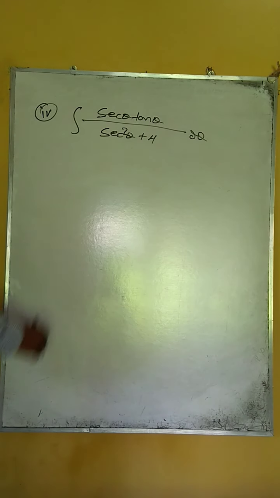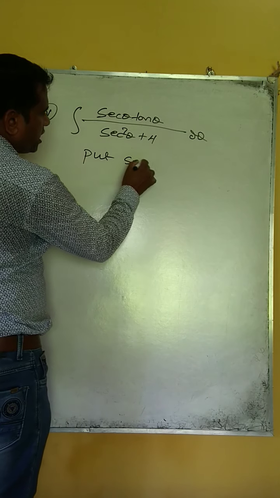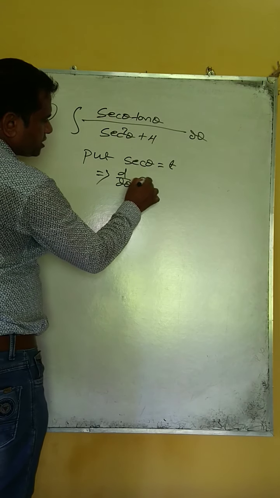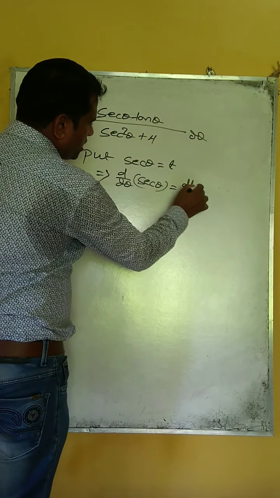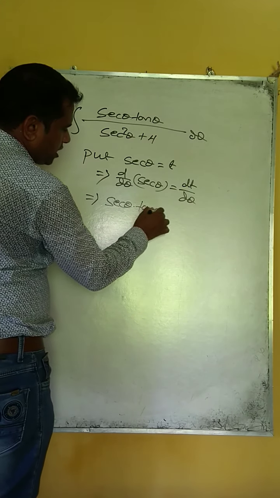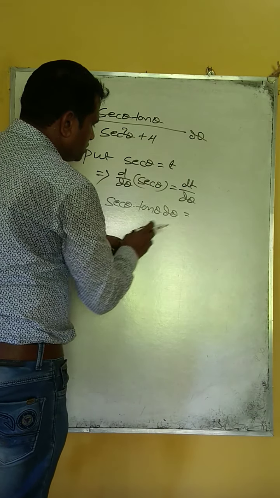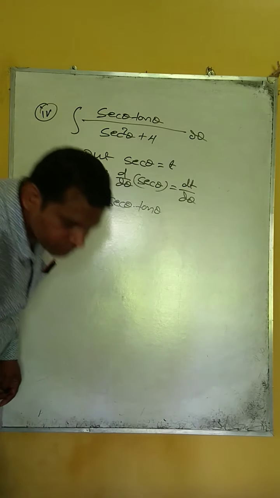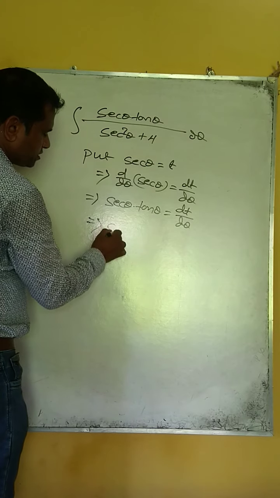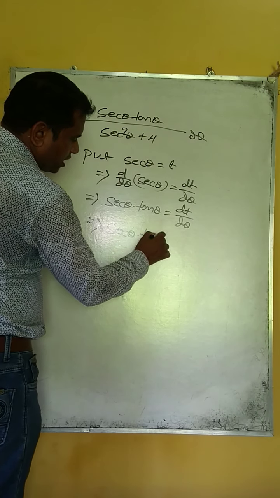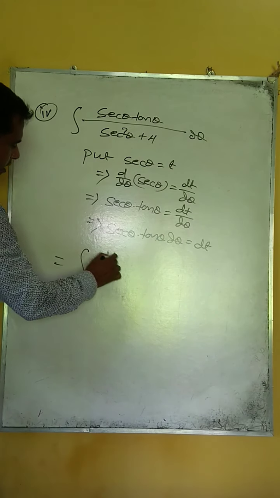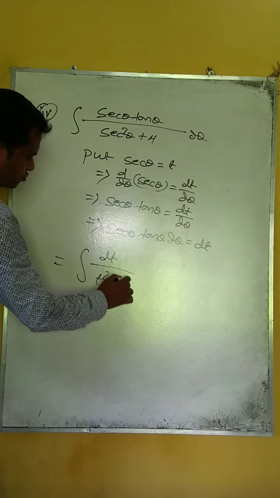Here we directly put sec theta equal to t. d by d theta of sec theta is equal to dt by d theta. That implies sec theta into tan theta is equal to dt by d theta, so sec theta tan theta d theta is equal to dt. So integral dt by t square plus 2 square.